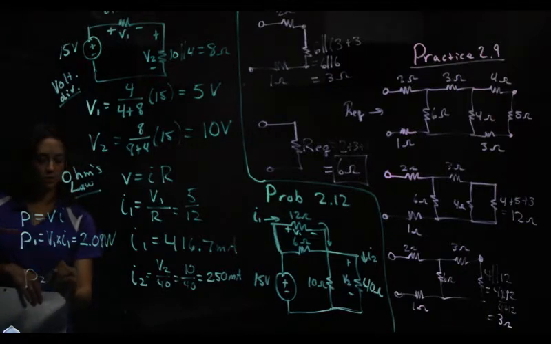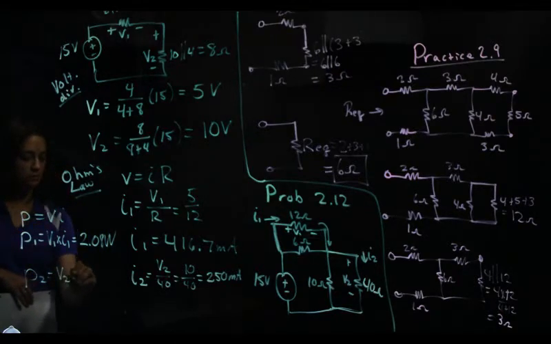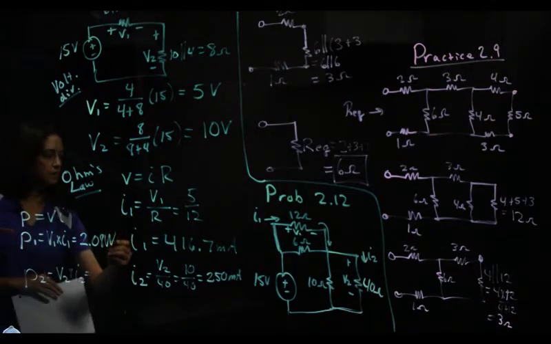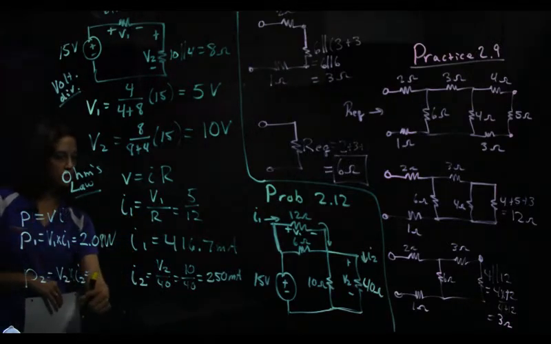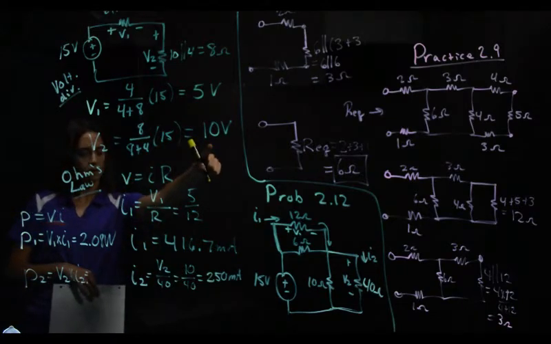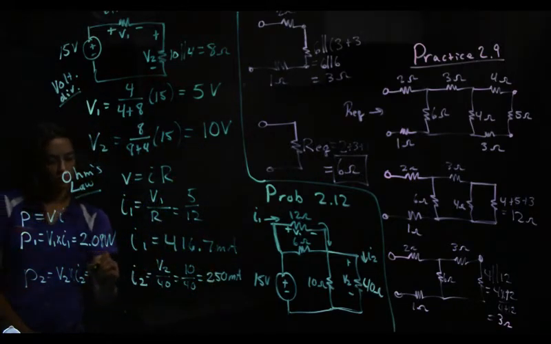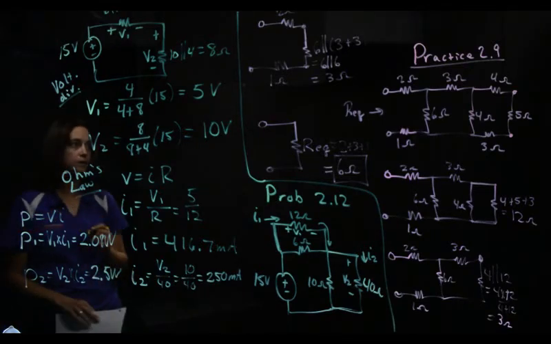And P2, again, V2 times I2. And if we did the math there, let's see, our V2 is 10, our I2 is 250 milli, so that gives us 2.5 watts. And that concludes Chapter 2.